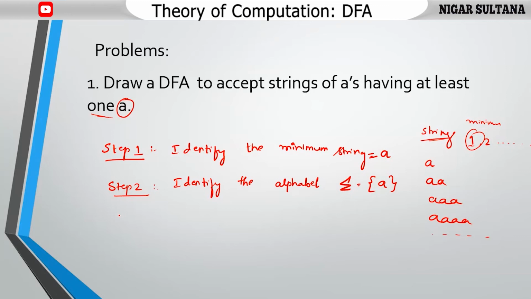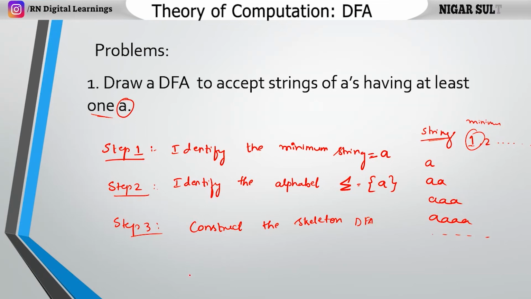Step 3. What does step 3 say? Construct the skeleton. How to draw a skeleton? So they are talking only about a single A, right? It must accept at least one A. So for transferring there will be one state. This is your start state.